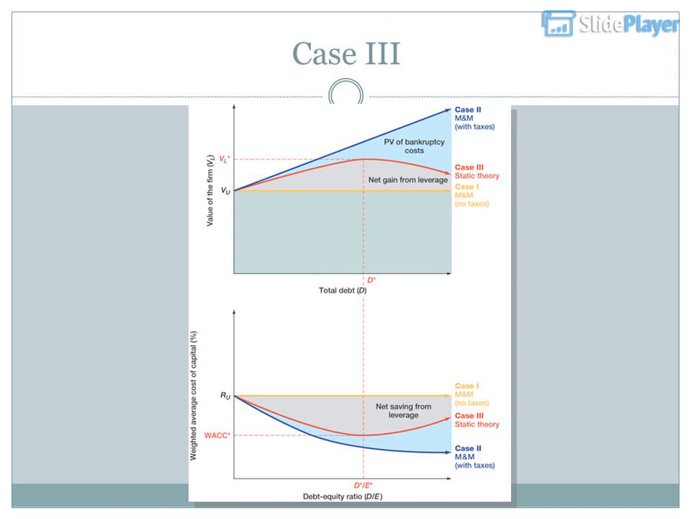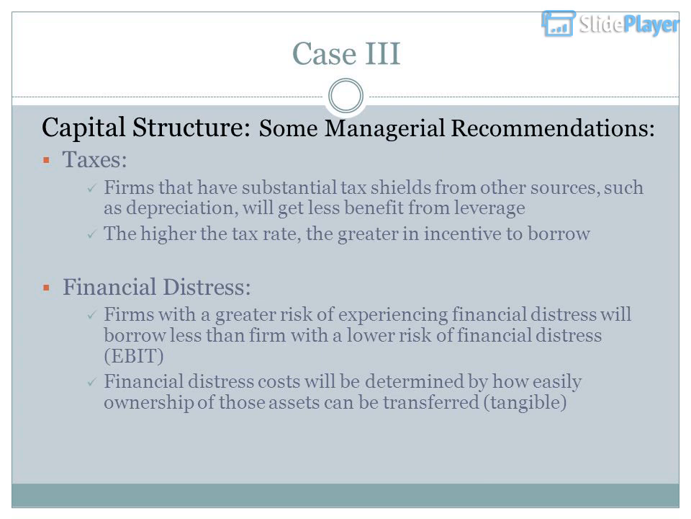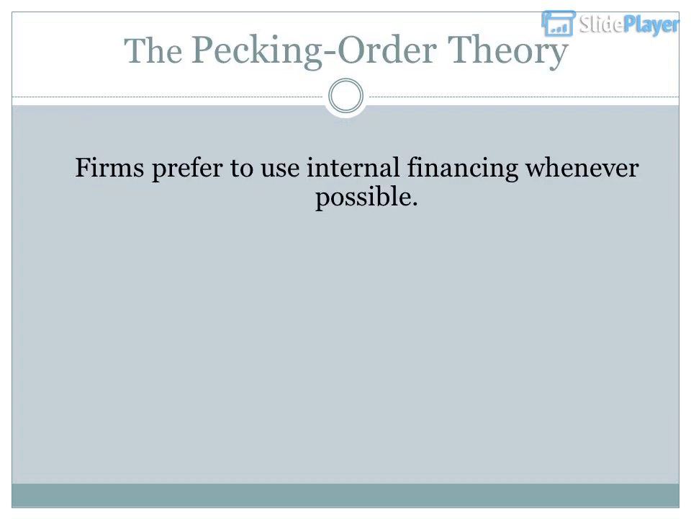Case 3. Capital structure, some managerial recommendations. Taxes: firms that have substantial tax shields from other sources, such as depreciation, will get less benefit from leverage. The higher the tax rate, the greater the incentive to borrow. Financial distress: firms with a greater risk of experiencing financial distress will borrow less than firms with a lower risk of financial distress. Financial distress costs will be determined by how easily ownership of those assets can be transferred, tangible versus intangible.